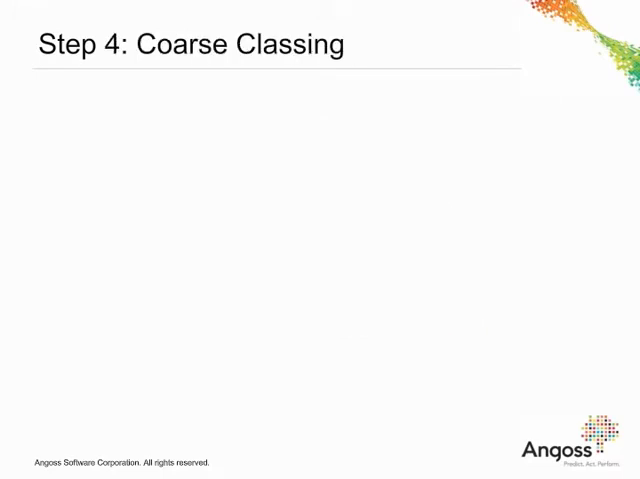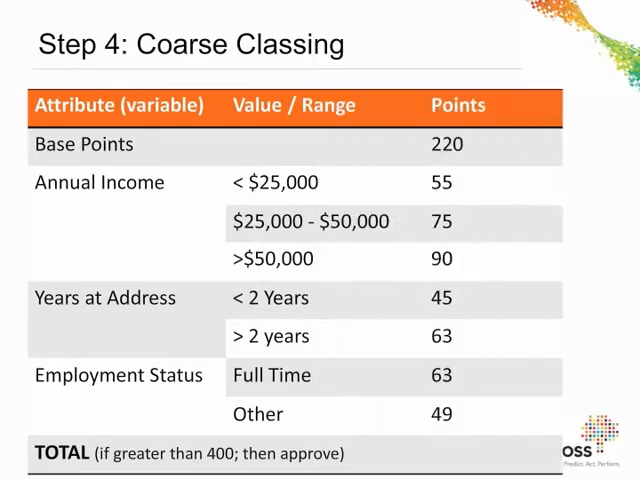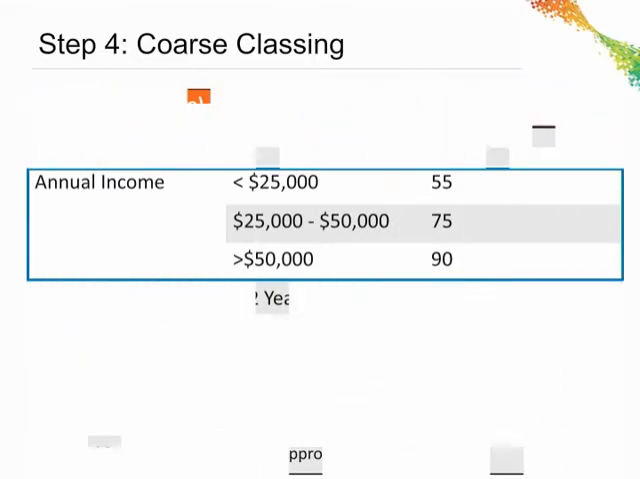The next step is coarse classing, sometimes referred to as variable segmentation. Looking at one of the variables that we used in the sample scorecard from Part 1, annual income, we can see that it has been segmented into 3 ranges: less than $25,000, $25,000 to $50,000, and more than $50,000. These segments are not chosen arbitrarily. They have been selected such that they increase the predictive power of this variable as much as possible.